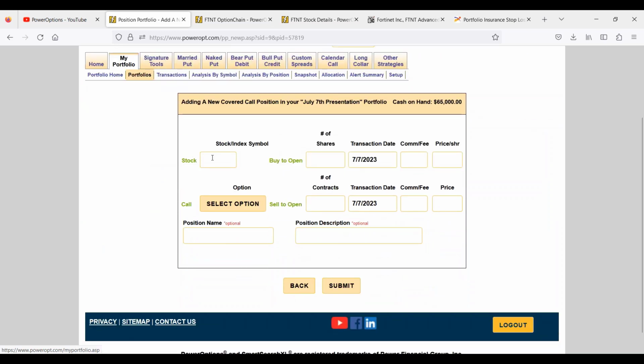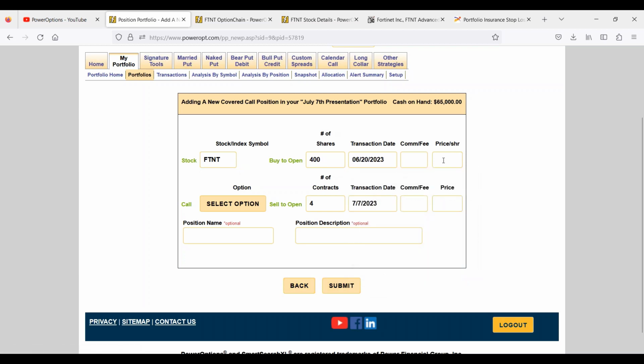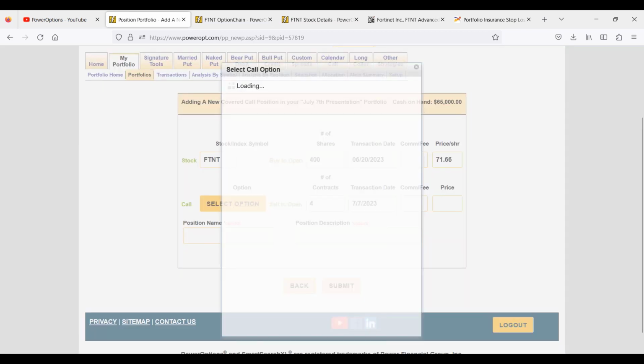So, sorry about that. Let's put in Fortinet. We're going to keep it simple. Actually, well, yeah, let's do 400 shares. And I'm sorry, I said the 20th of June. And our price per share, we said was 71.66. We're not going to include a commission fee just to keep the math simple.